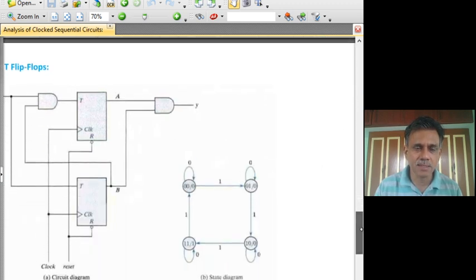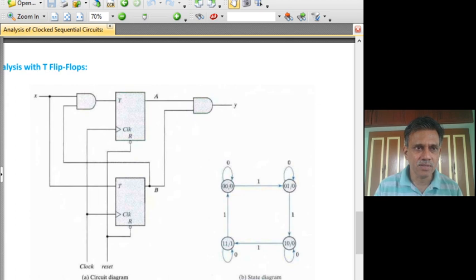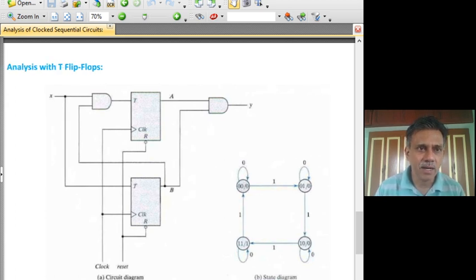Now we will take up the last part of the analysis, that is analysis based on a T flip-flop. So here we have a circuit which has two T flip-flops. Again, one we call A, another we call B, and the corresponding T inputs for the flip-flops are called TA and TB. We have again positive edge triggered flip-flops. It can be negative also. None of the procedure that we outlined will change. Only the time at which the transition will take place is going to change.